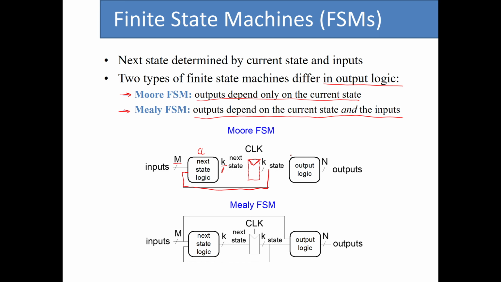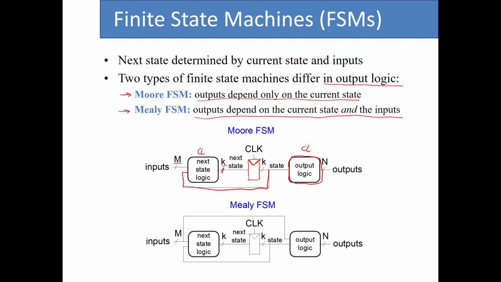So now for the Moore FSM, what happens is that depending on the current state of the system, we calculate some outputs. And as you can see, these outputs are only created by this combinational logic circuit whose inputs are the current state of the system. So now let's see what happens for the Mealy FSM.